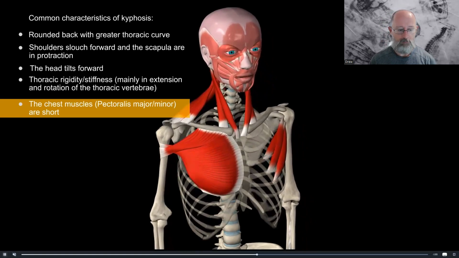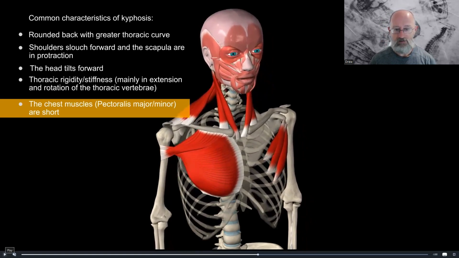So here is where we want to get to. We want to get to extension. The way to get to that is we've got to train those weak muscles in the back. So you've got to do lots of back extension work. You've got to do lots of rowing work, lots of pulling work.